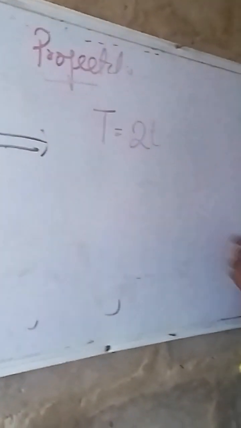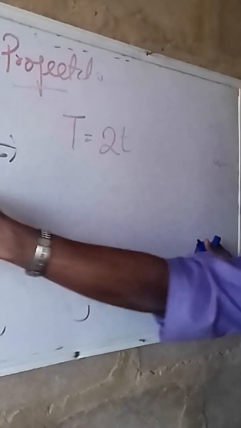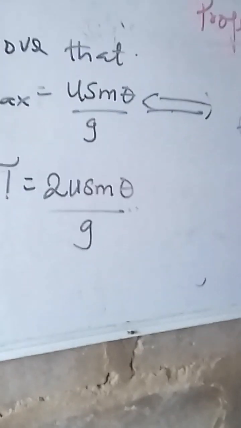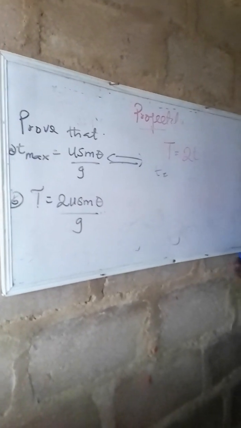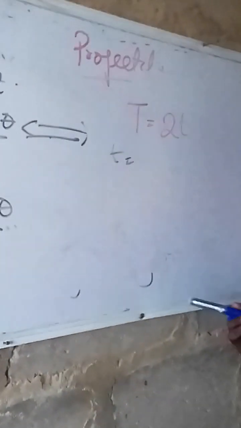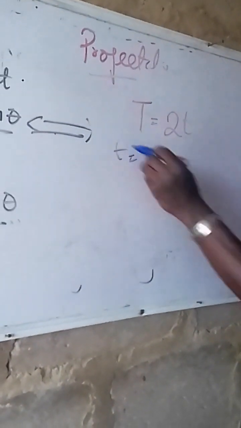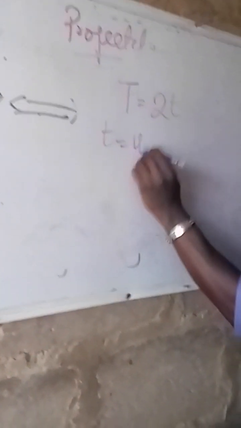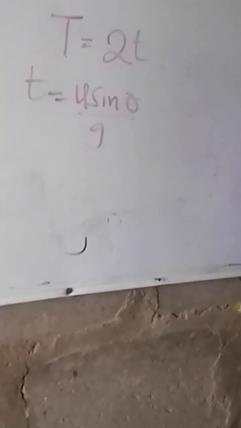Now, this is 2. Now, note that already we have gotten this to be this. Wherever I'm seeing T, what will I be slotting? T max equals to U sine theta all upon G. Wherever I'm seeing T here, we see T here. What am I going to put here? I'll put U sine theta all upon G.